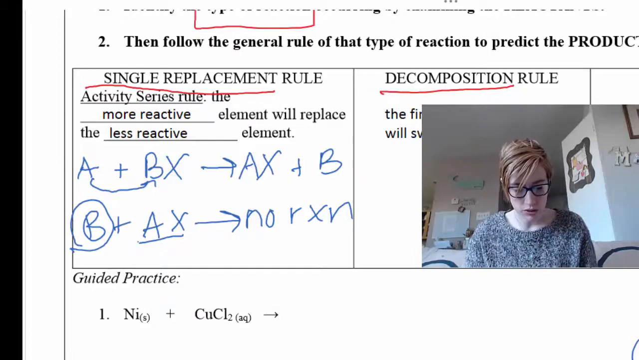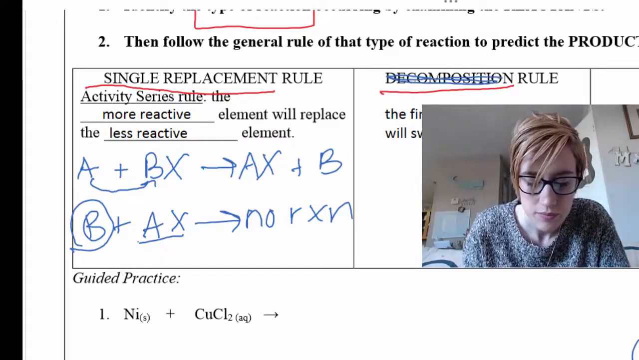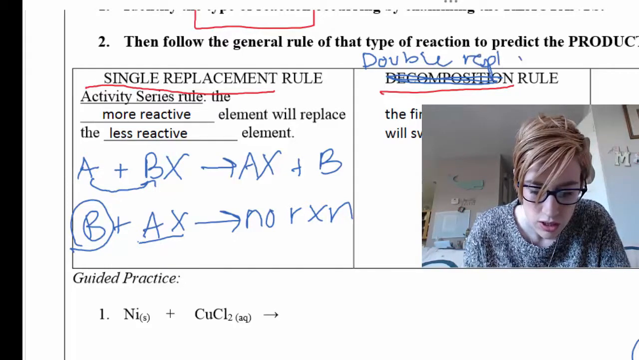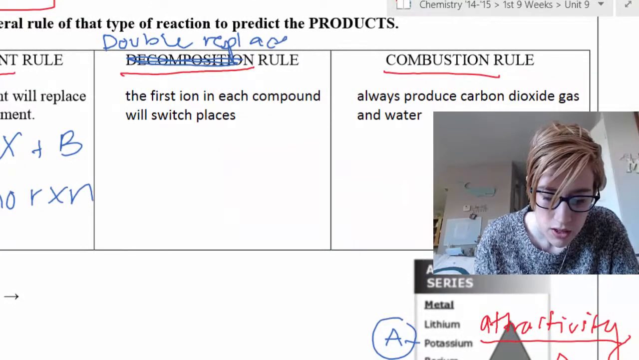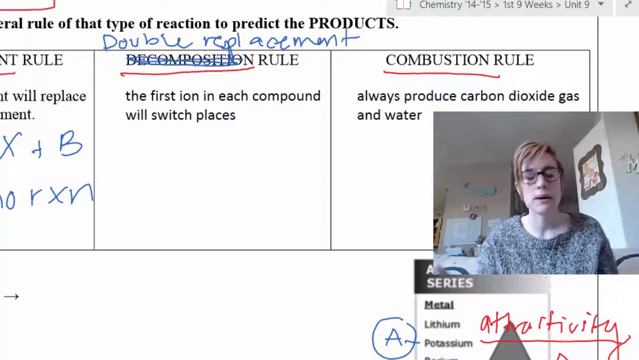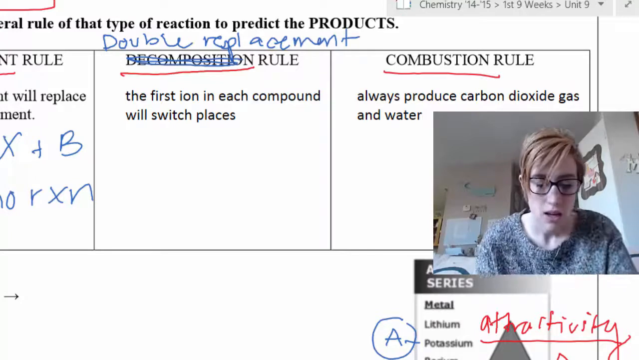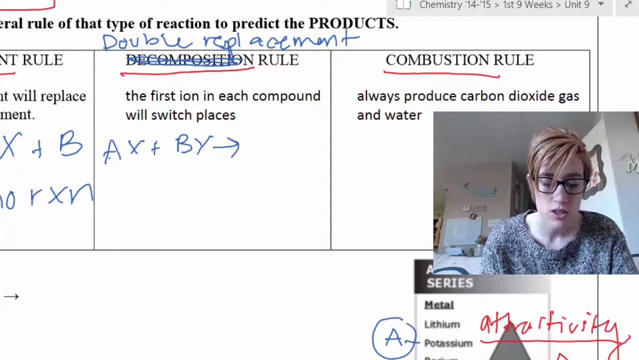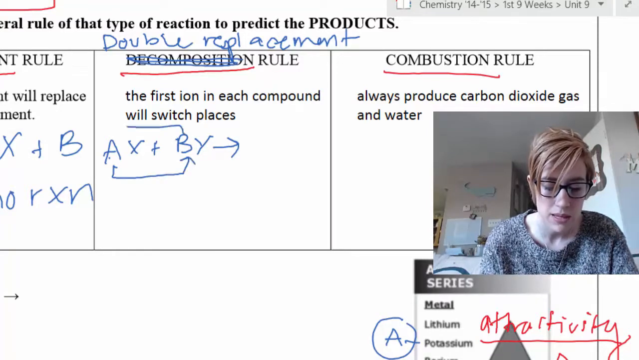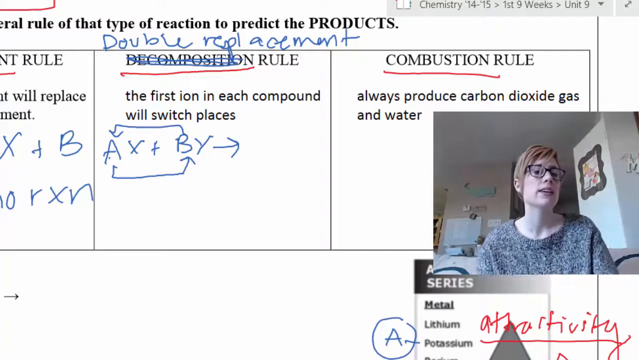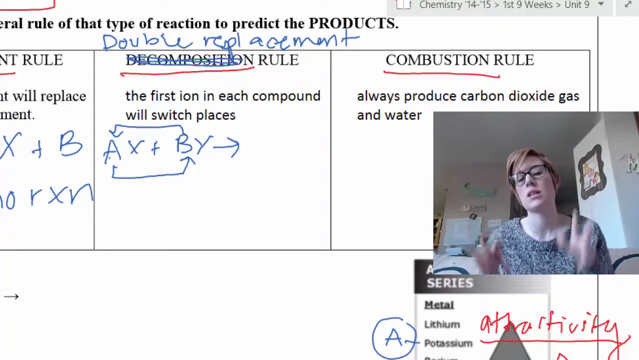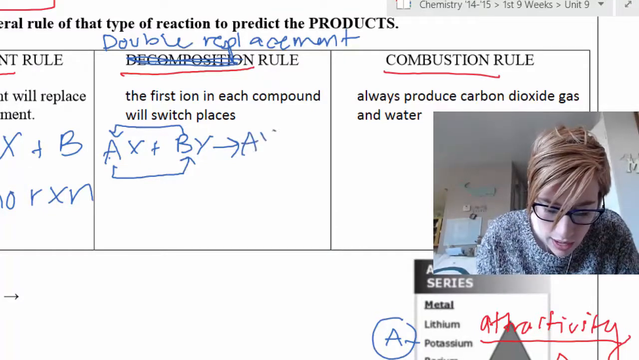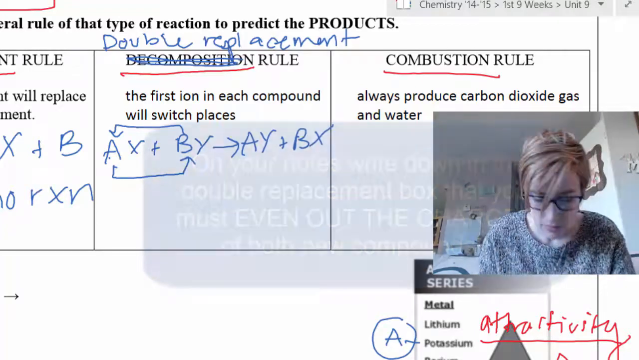The decomposition rule, oh, it's not decomposition, I'm sorry. This should say double replacement. I believe your notes say double replacement, but if they don't, change it. Double replacement. So remember, we know it's double replacement if there's two compounds at the beginning. So if there's two compounds at the beginning, like this, here's AX and here's BY. These are the two compounds. Then they're just going to switch places. So A is going to take B's place and B is going to take A's place. You do not need to look on the activity series to see if this is going to happen. We're always going to assume that this will occur. So we'll always switch them, and so A will be with Y and B will be with X. Okay.